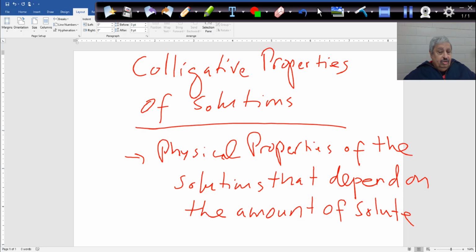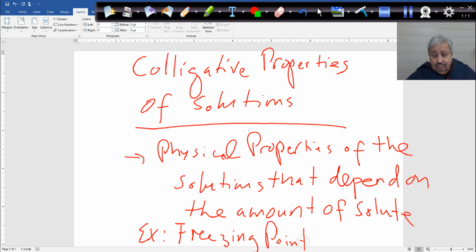Okay, guys. So one of those here is called the freezing point. One of the examples here is the freezing point of a solution. This is a colligative property which will depend on the amount of the solute. I have snow, okay.